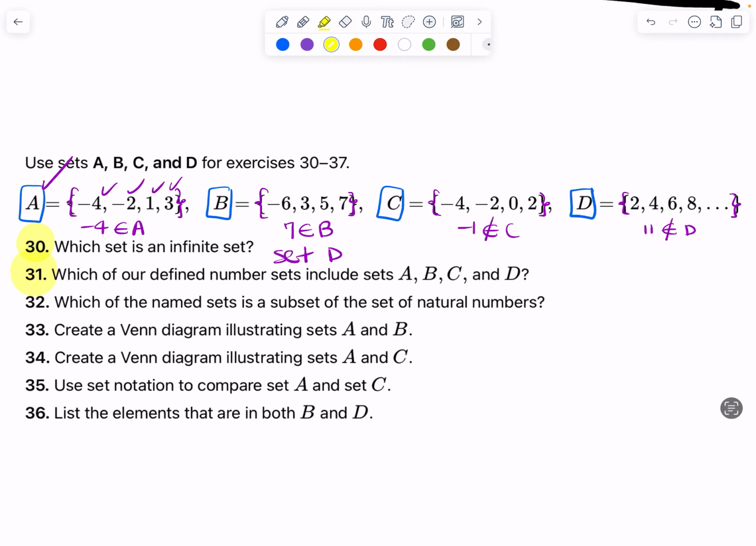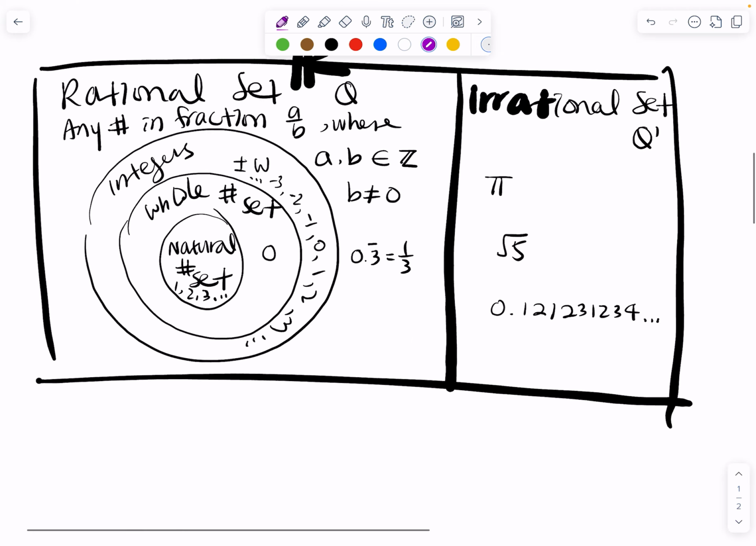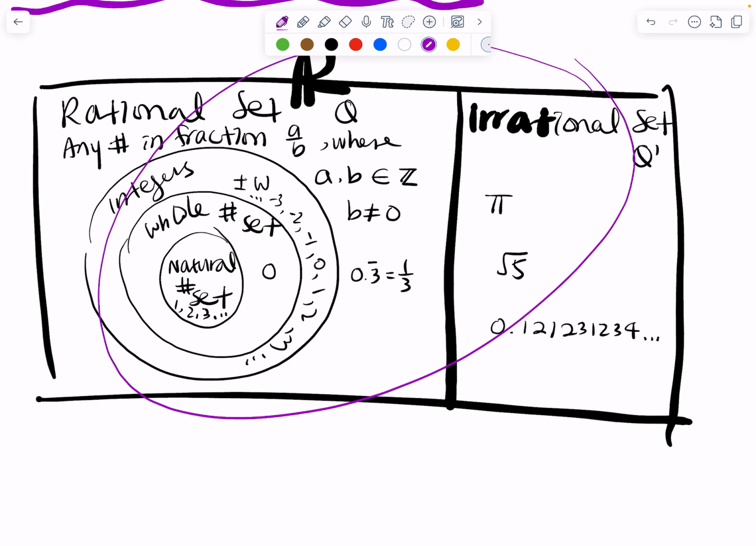Number 31, meaning there's an endless number of elements inside, right? All right, so 31. Which of our defined number sets include sets A, B, C, and D? You were confused by that phrase, right? Defined number sets are all the set names we mentioned here. What were they? Rational numbers, irrational numbers, integers, whole numbers, natural numbers. Those are defined number sets.